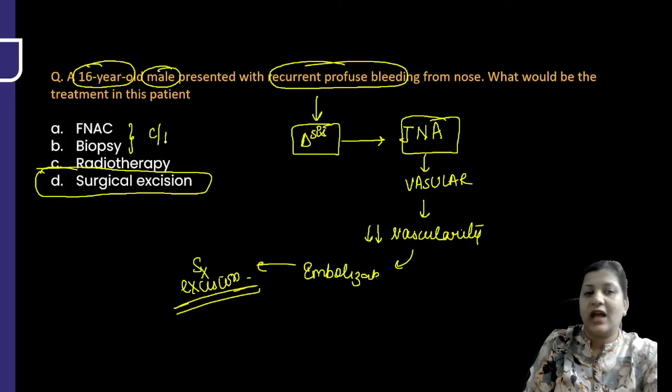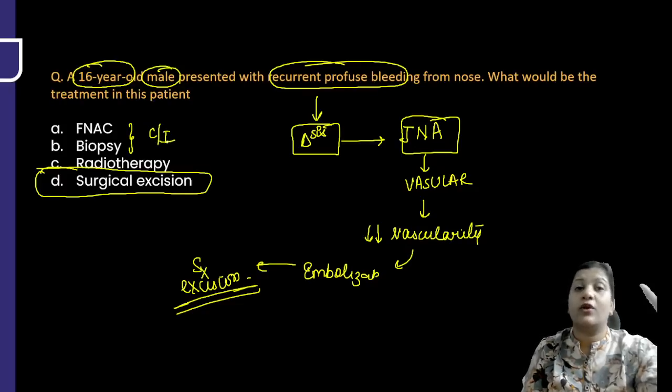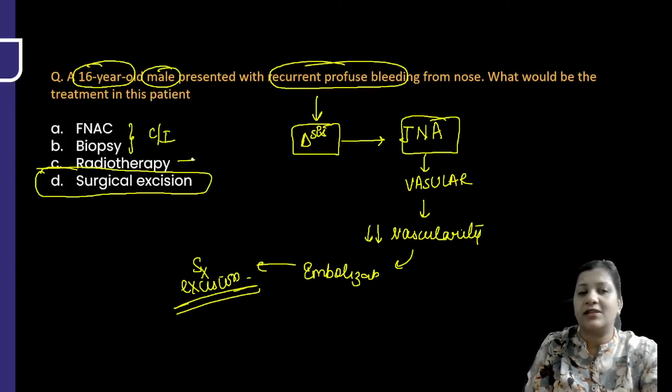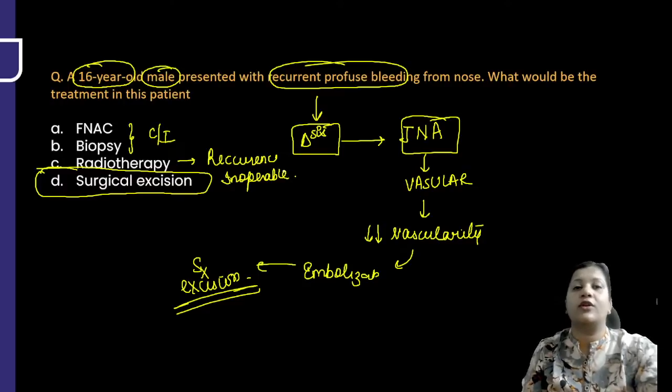FNAC and biopsy are contraindicated. You will not do this for a patient with JNA. Okay, radiotherapy is given only for recurrence or if it is an inoperable lesion. So if there is a recurrence and you can't operate, then you're going to give radiation therapy.